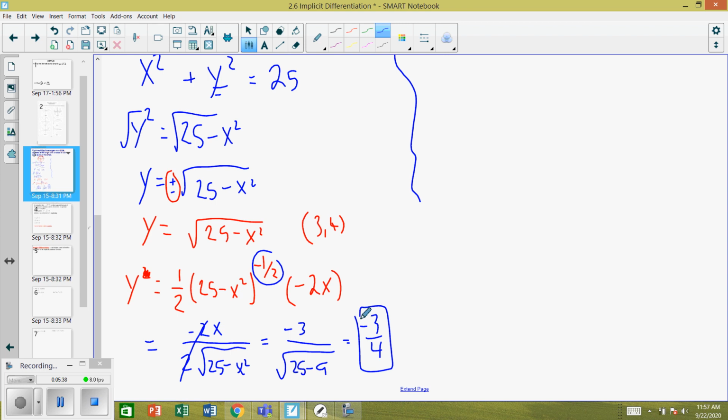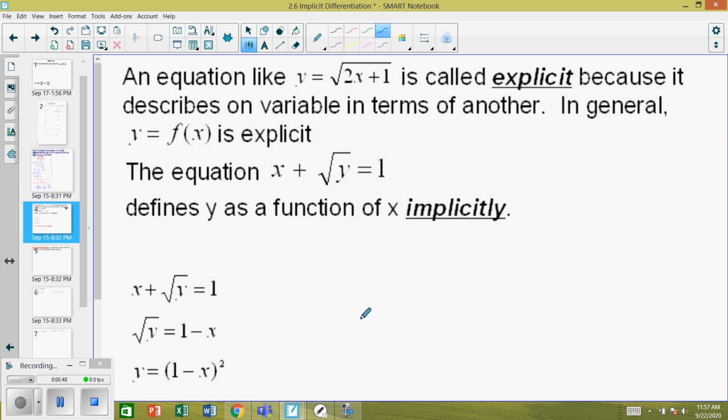Okay. So keep that problem in mind as we go to this next slide. We're going to come back to this slide in a second. Okay. Nothing terribly new yet. All right. Here we go. So implicit versus explicit. This is the new part.